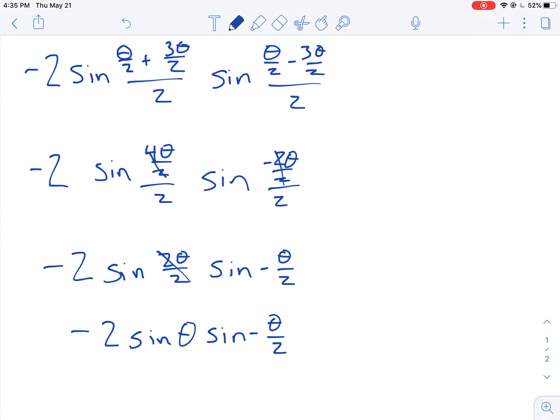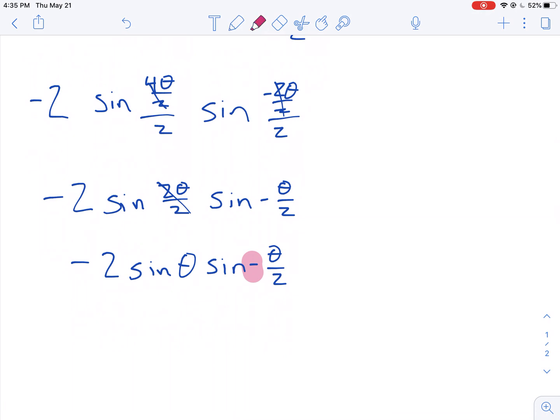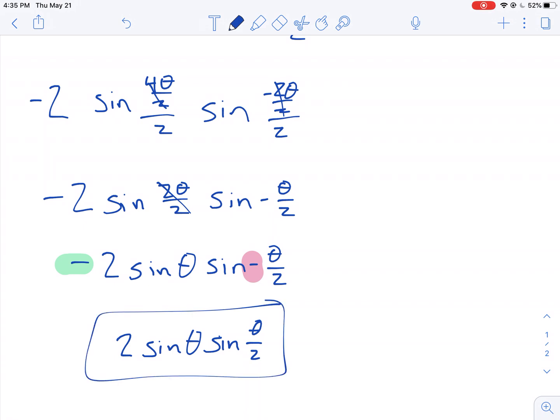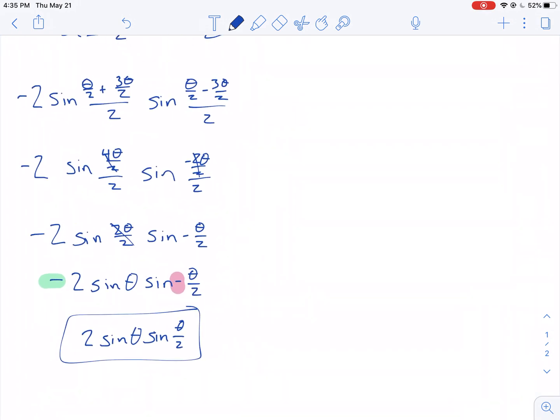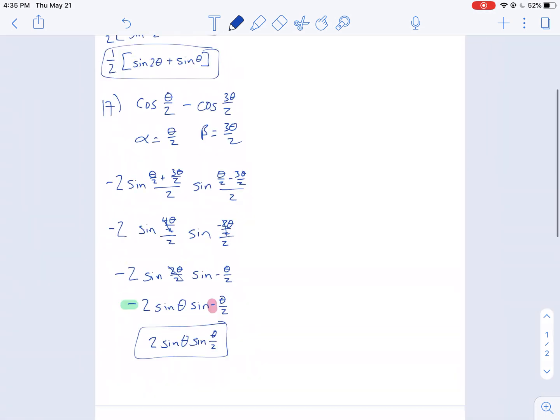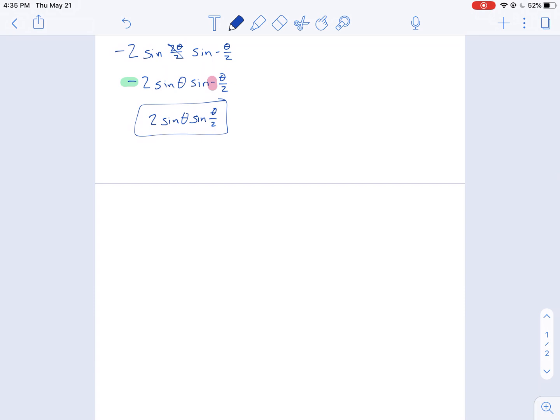We're actually going to move this negative out front of the sine, and because of that, that's going to cancel out with this negative out here. And this is going to become +2 times the sine of theta times the sine of positive theta over 2. We use that even odd property to simplify it down there. And that's the final answer for 17. So again, 1 through 9, you're using your product to sum formula. 11 through 17, you're using your sum to product formula. And then finally, we've got a few trig identities here.